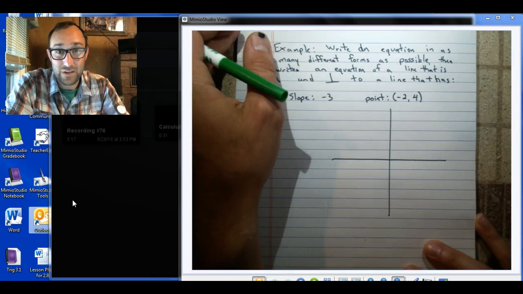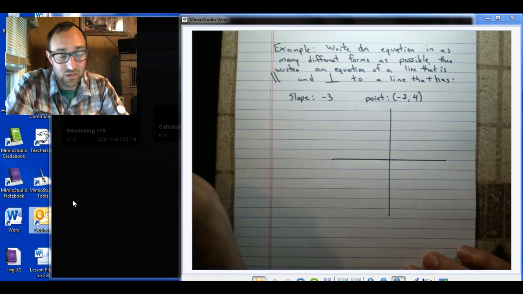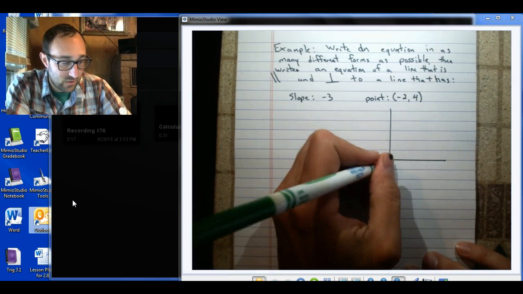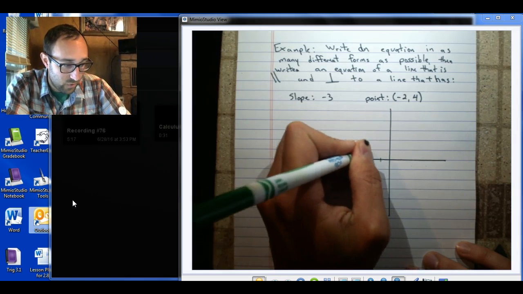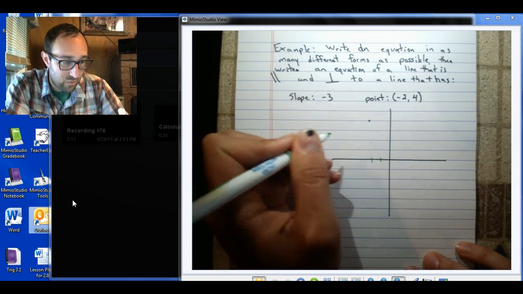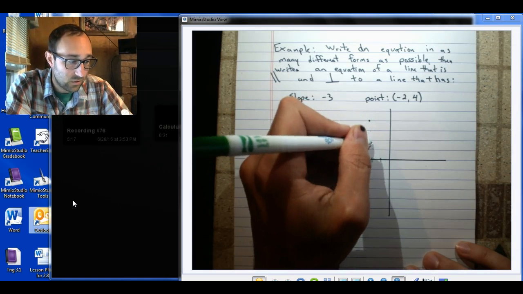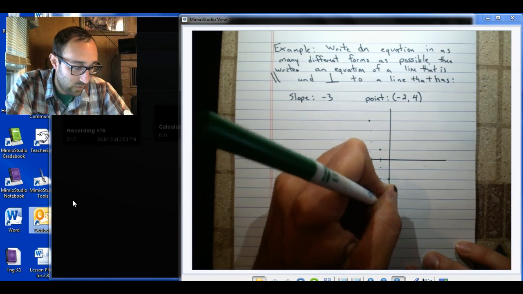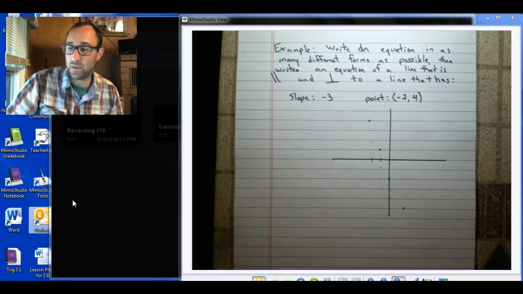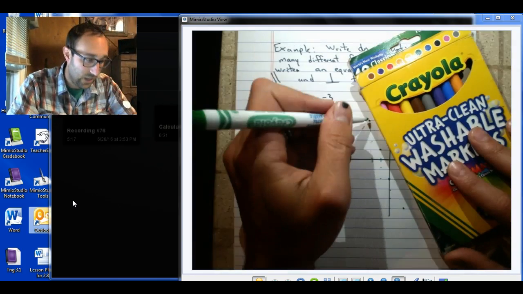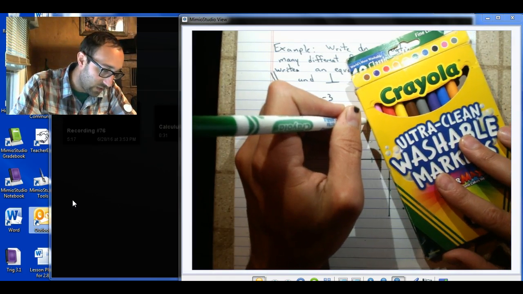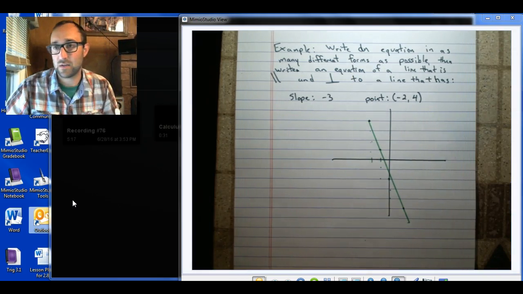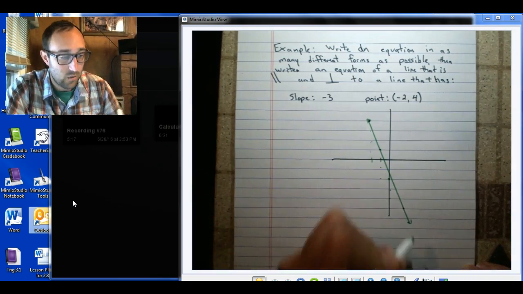One big thing you probably want to do a lot here in calculus is to draw a picture. All right, so we're going to just plot our point -2, 4, going up 1, 2, 3, 4. And make our point, and then we're going to go down 3, right 1, down 3, right 1, down 3, right 1. Alright, and then we'll use our handy dandy straight edge right here, which is just the side of a marker box. And I didn't do so well, but you get the idea of what this looks like. Alright, so there's our line. We can always graph it.